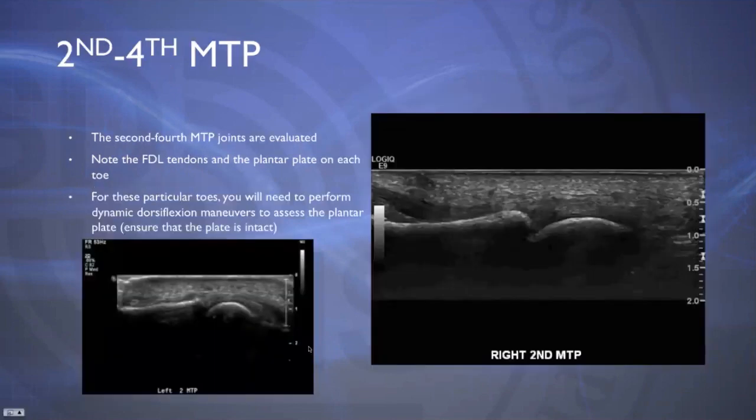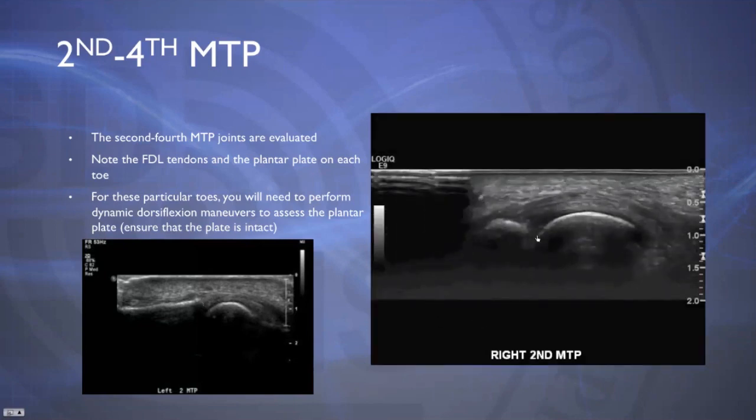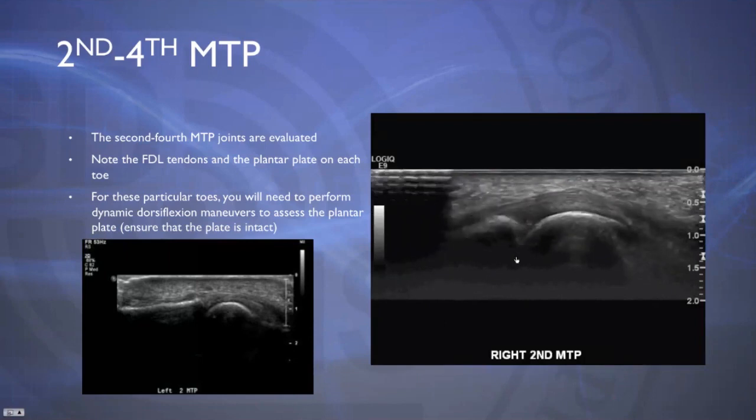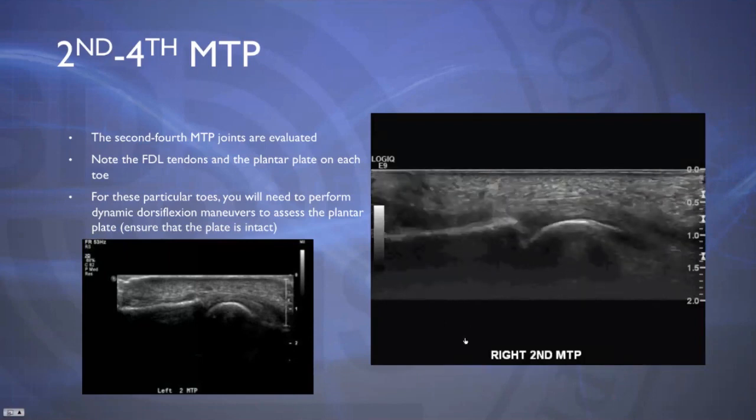We then look at the second to the fourth metatarsal phalangeal joints. We note now that it's the flexor digitorum longus and the plantar plate on each toe. For these particular toes, we'll need to perform a dynamic dorsiflexion maneuver to assess the plantar plate and ensure that the plate is intact. So here's an example of a still image of the metatarsal phalangeal joint with the FDL located along the top, and the plantar plate is located here. And then in this cine clip, we can see that we're looking at the plate, making sure that it stays intact and it looks nice and uniform.